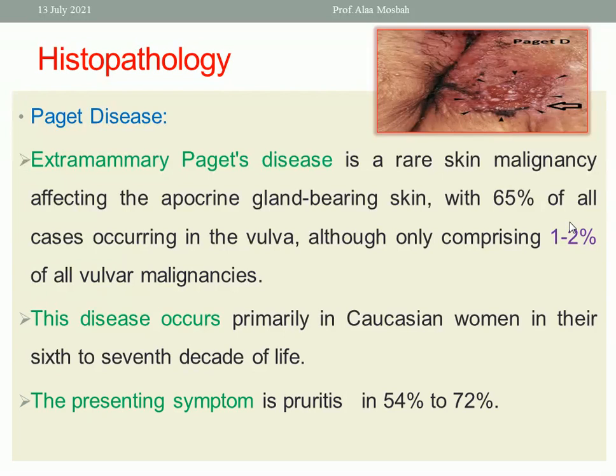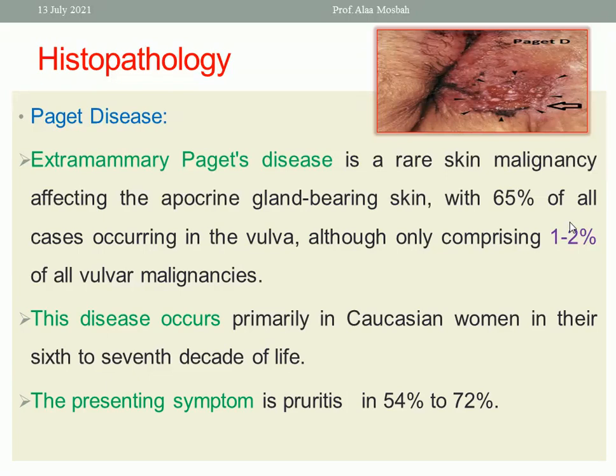What about Paget's disease? Actually, extramammary Paget's disease is a rare skin malignancy, affecting the apocrine gland bearing skin, with 56% of all cases occurring in the vulva. But Paget's disease constitutes 1 to 2% of all vulval malignancy. The disease occurs primarily in Caucasian women in their 6th to 7th decade of life, and the presenting symptom is pruritus in up to 72% of cases.